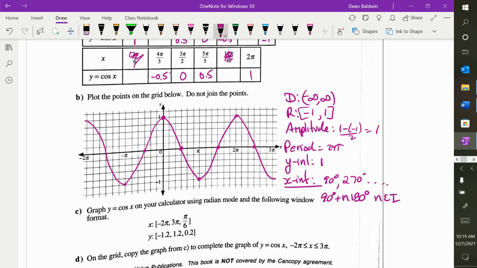And n is an element of the integers. Look, I'm not going to ask you that, but it means n is an integer. So if n is equal to 0, 0 times 180 is 0, plus 90 is 90. That gives me the first one. If I make n 1, it's 90 plus 180, which gives me 270, which is the second one, et cetera. You don't have to know that.